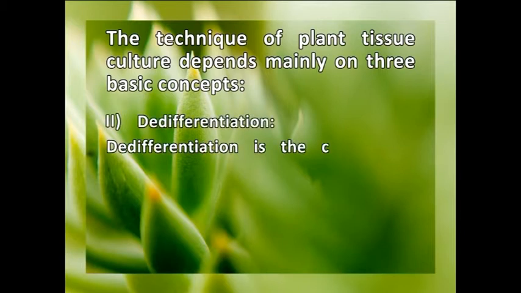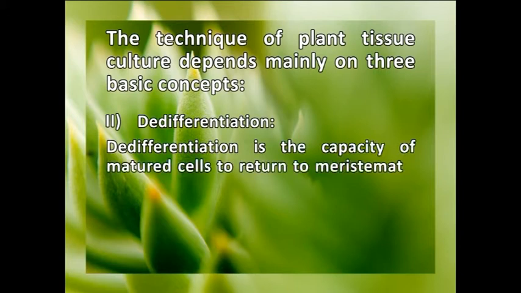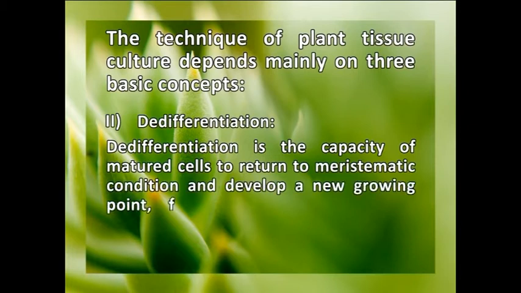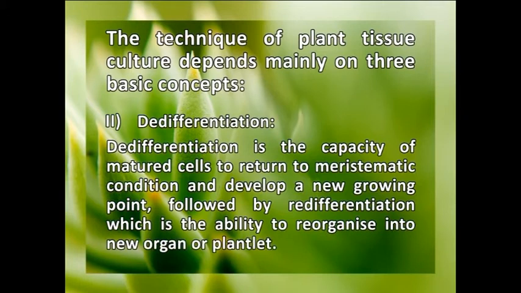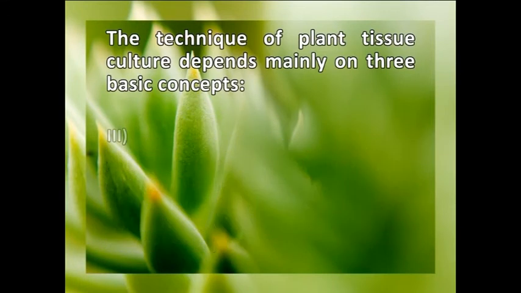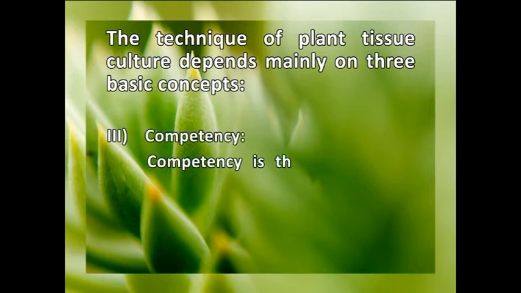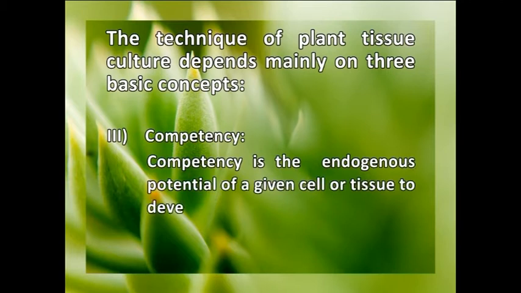Dedifferentiation is the capacity of mature cells to return to meristematic condition and develop a new growing point, followed by redifferentiation, which is the ability to reorganize into new organ or plantlet. And the third concept is competency. Competency is the endogenous potential of a given cell or tissue to develop in a particular developmental pathway.